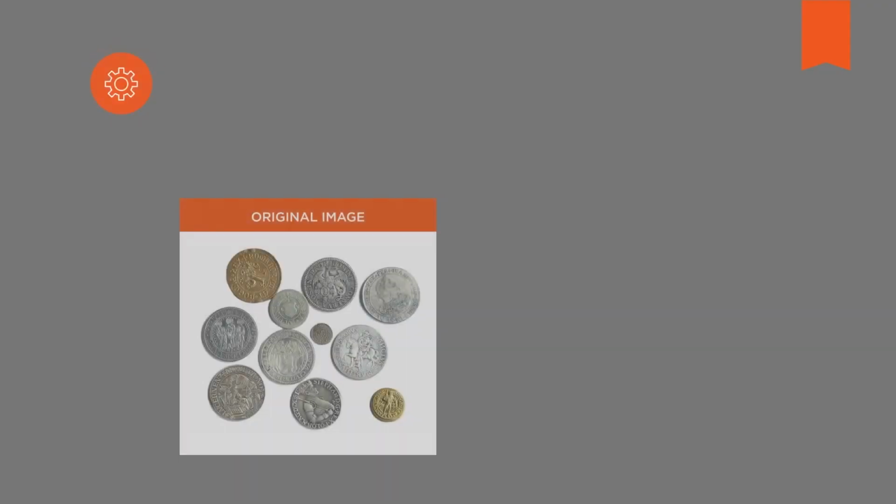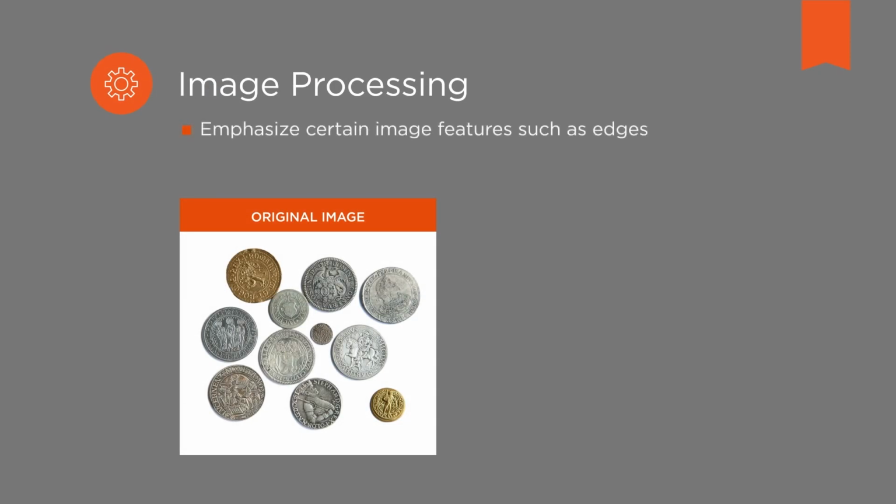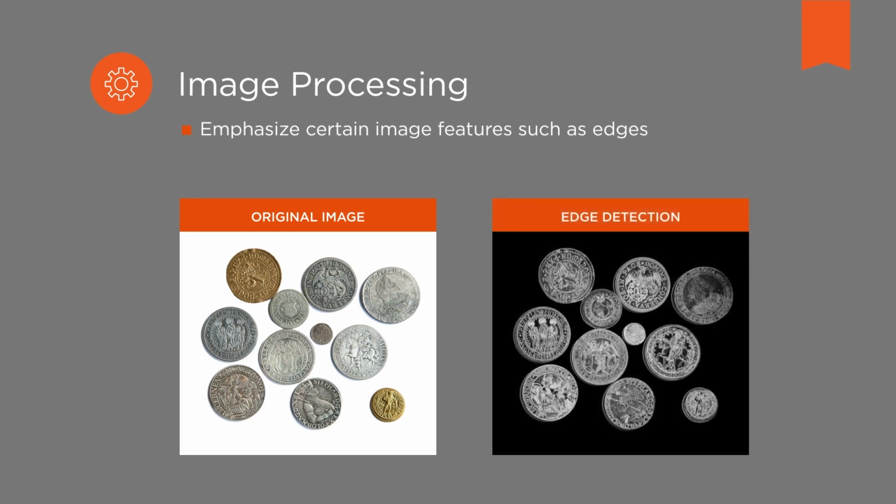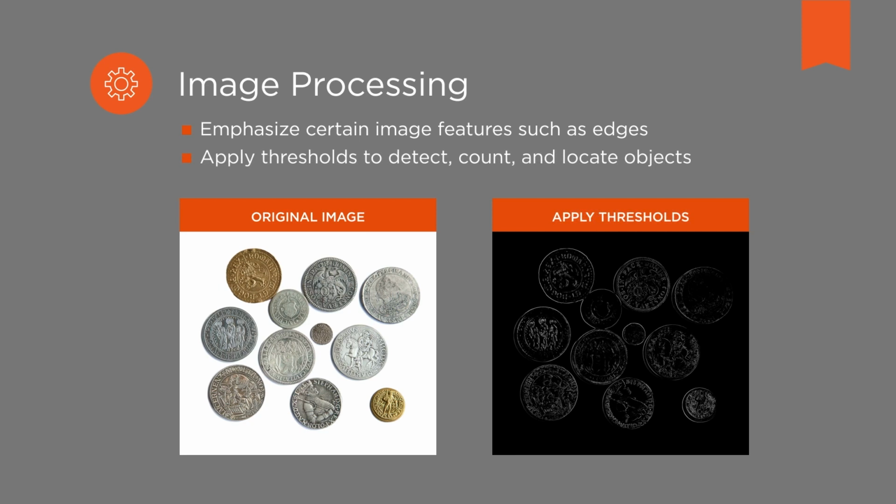Now it's time for image processing, to extract the required information from the image. The first step is to emphasize certain image features, such as edges, or to apply thresholds. This makes it easier to detect, count and locate objects on the image. Sometimes it is also necessary to measure object dimensions and distances or image areas precisely.